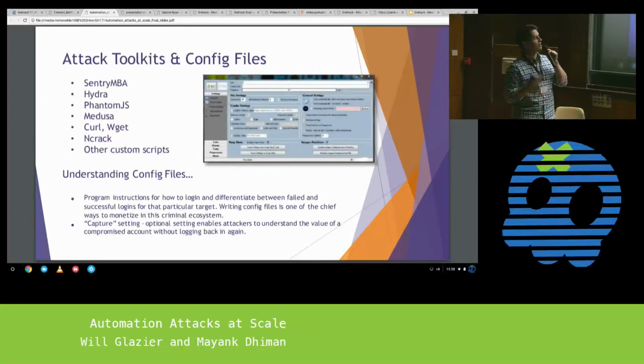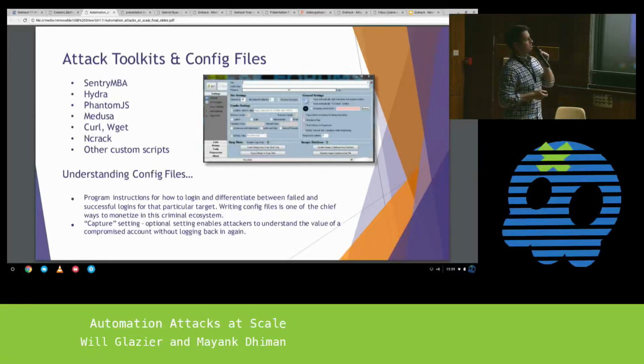Now, I'm not sure how familiar many of you might be with tools such as Sentry MBA, the first one here. That is the most popular cracking tool on the underground market. These tools are also called account cracking tools in many places. We tend not to use that term. I don't really know why, but this is a screenshot of Sentry MBA.